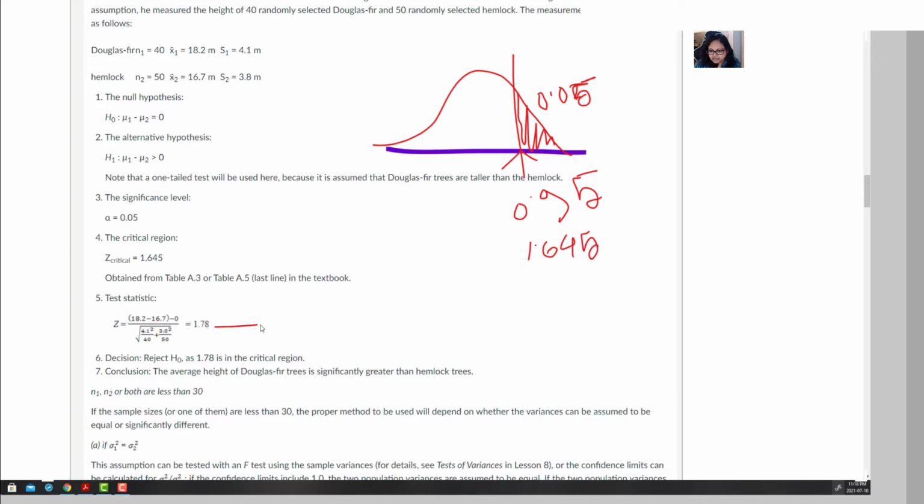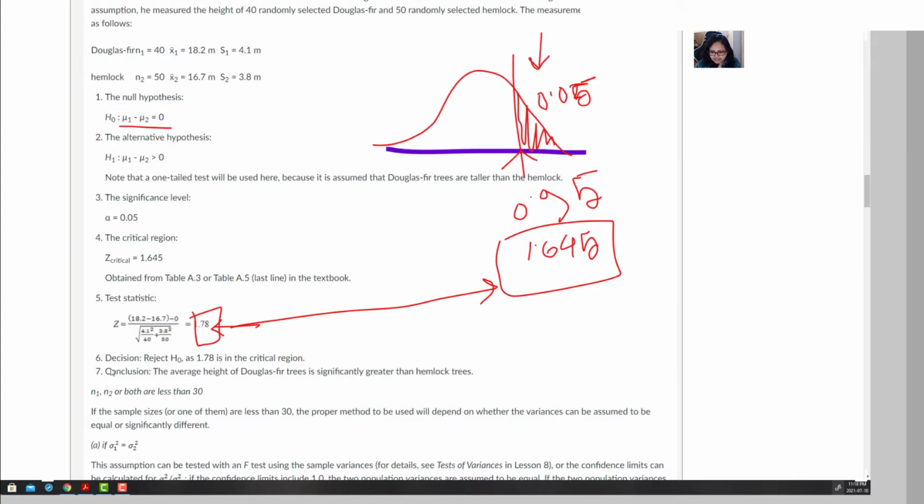And then from the test statistic, what's the value we got? 1.78. So is 1.78 more than 1.645 or less than 1.645? It's actually more than 1.645. That means it's in here, in the rejection region. So based on this, we are going to reject the null hypothesis because we found it in the rejection region based on the comparison we have from these two values.